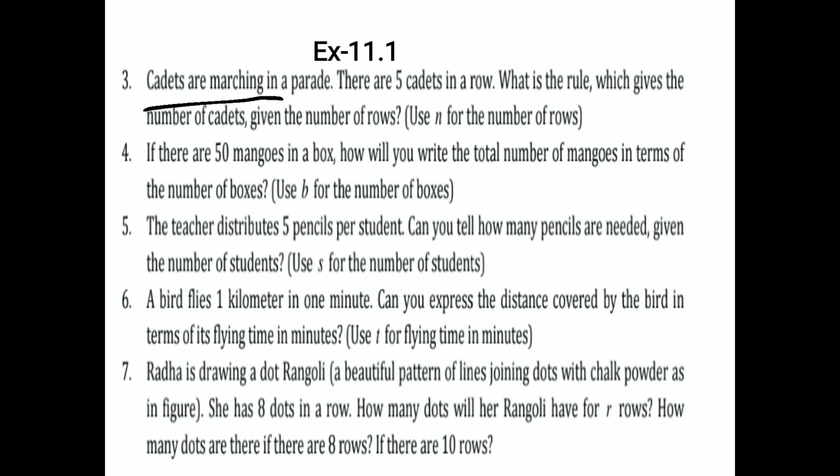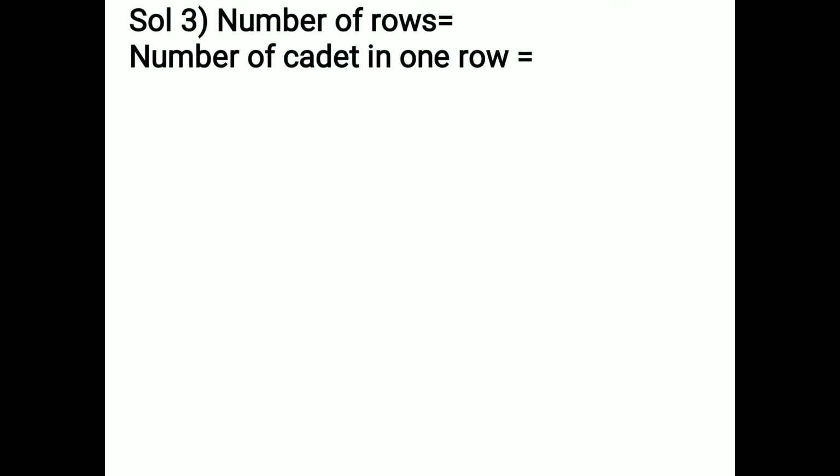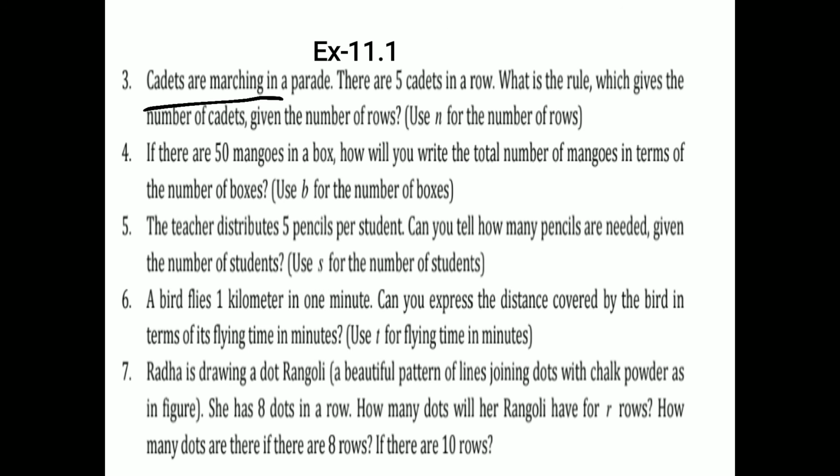There are 5 cadets in a row. Means in one row there are a total of 5 cadets. But we don't know how many rows there are. They are asking for the number of cadets, but the number of rows we don't know. So we think the number of rows is equal to a letter, any letter you take. You write the number of rows as L, any letter you can write. Clear? But they have given n, so we have to use n here.